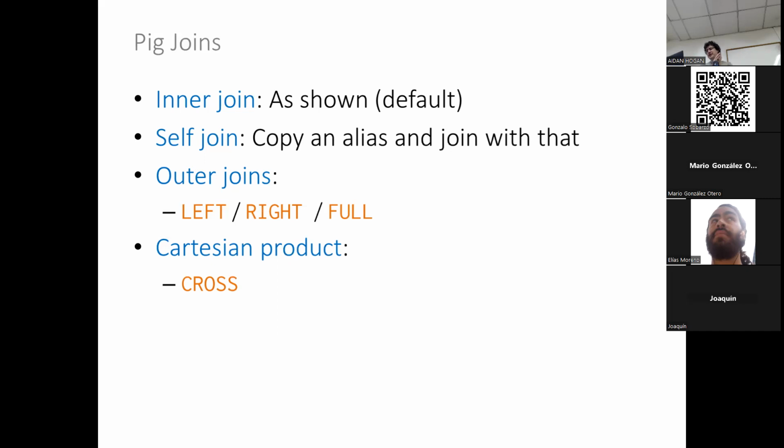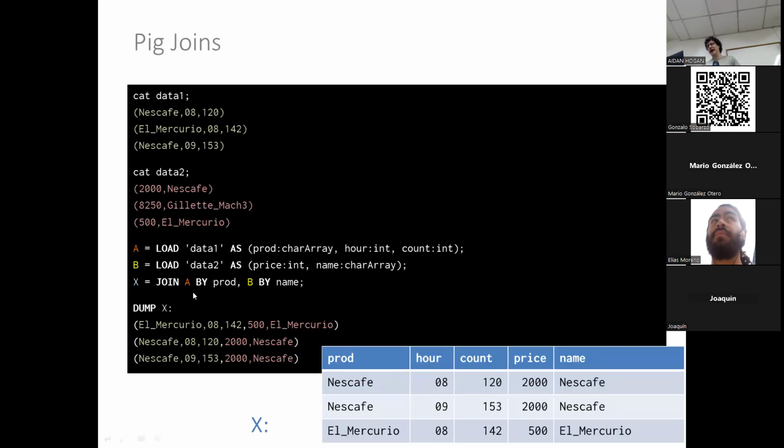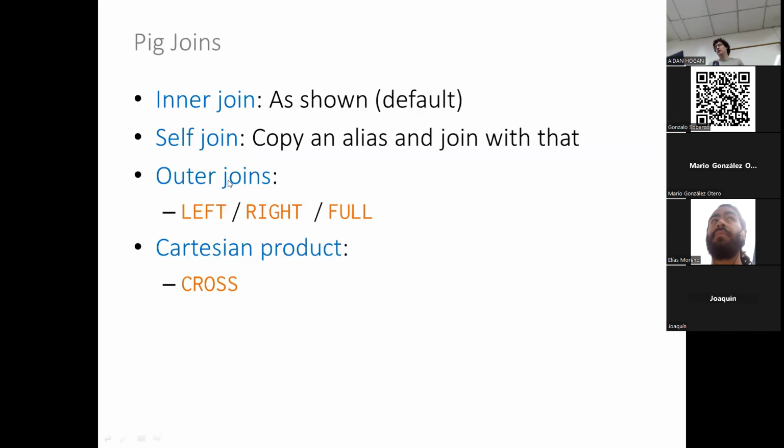So for the self join, you need to copy the alias. You can't do join A by product, A by product. You'd have to do join A by product, A copy or A prime by product, something like that. We also have outer joins, so we can apply a left, right, or full outer join. You remember what outer joins are, I hope?